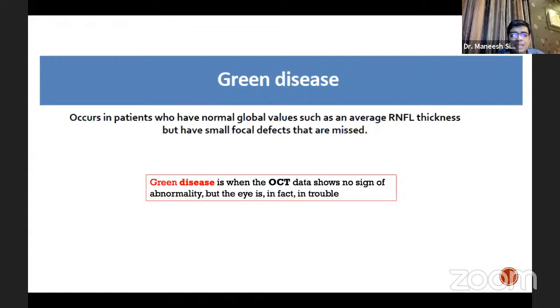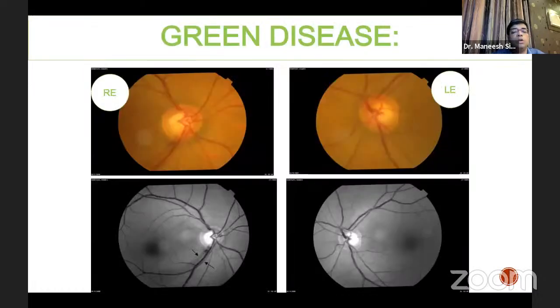Coming to green disease, it is basically where the OCT shows that there is no sign of abnormality, but the eye is actually having an abnormality or glaucoma.